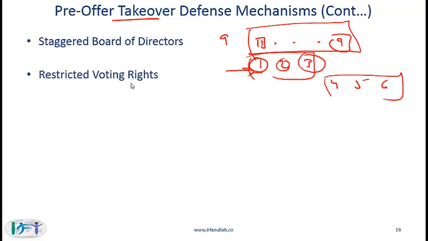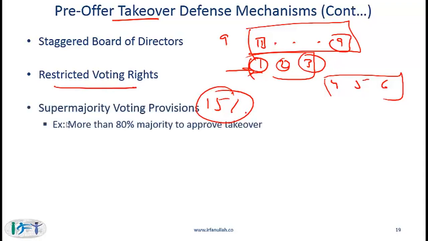Restricted voting rights. In the corporate governance charter, there might be a provision which says that if a given shareholder starts owning more than 15% of the company, then that shareholder loses voting rights. Obviously, that's an issue for investors, but that is another defense mechanism. Super majority voting provision. This provision, if it is part of the corporate governance charter, might say something like this, that for a takeover to be approved, a super majority of 80% or more is needed.